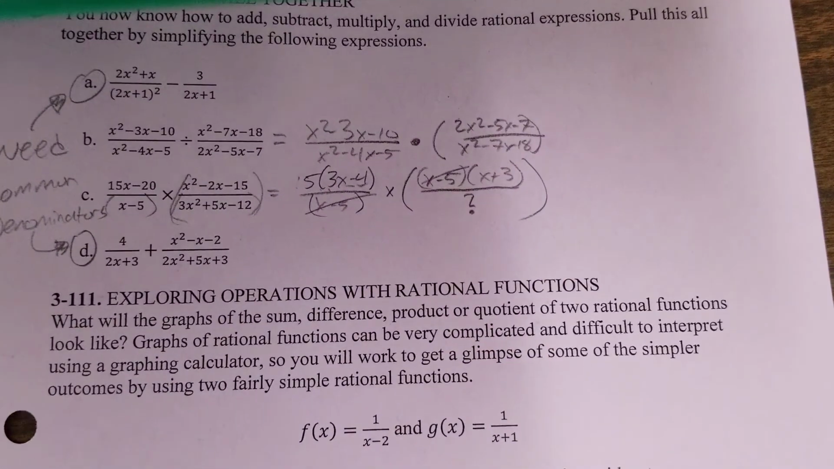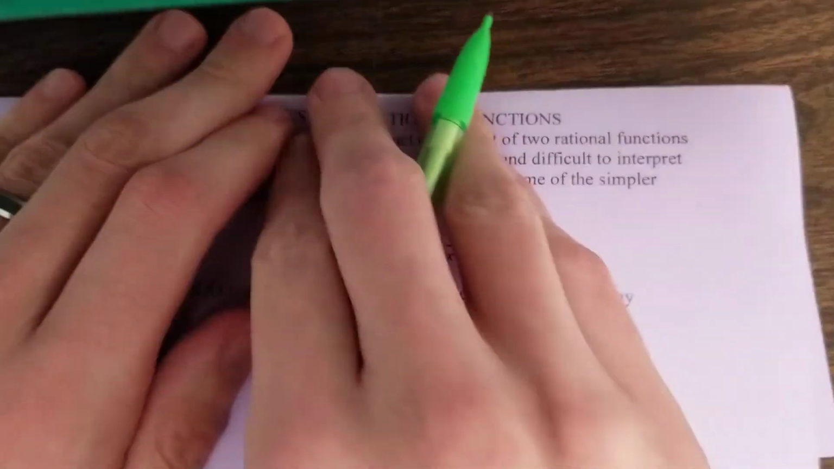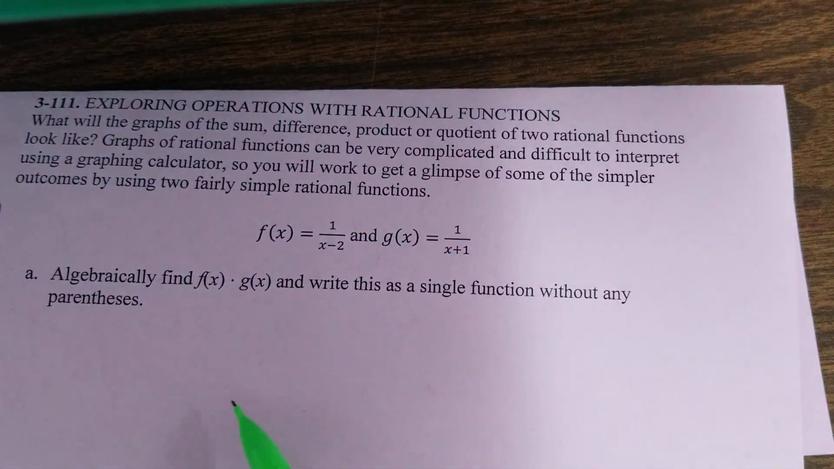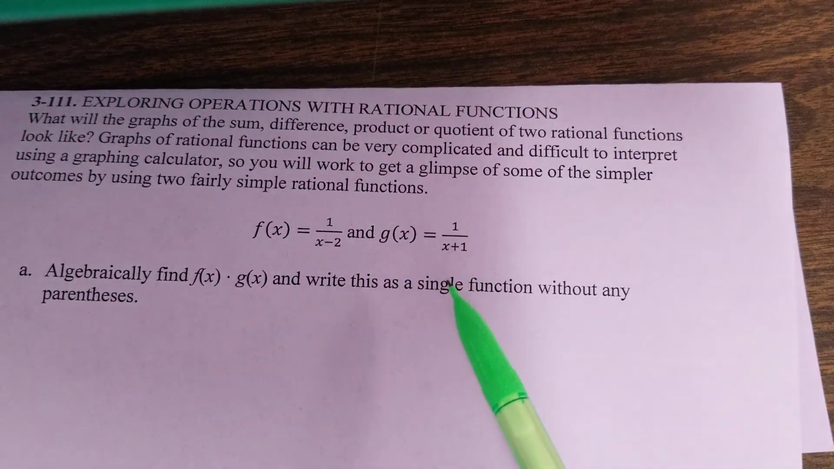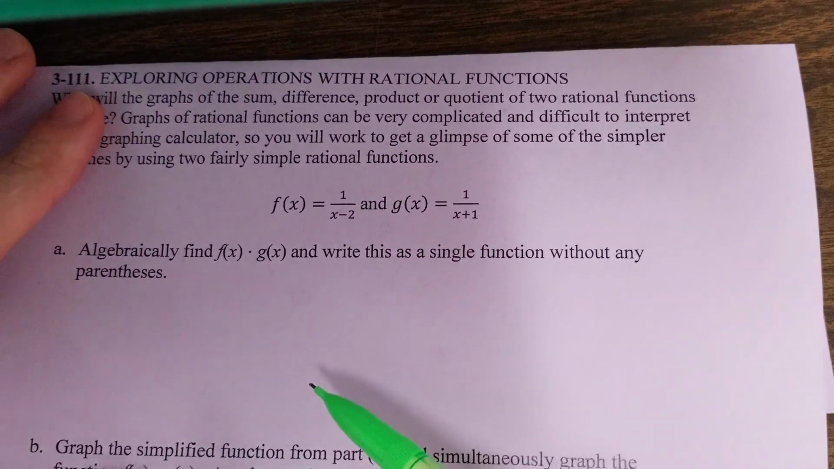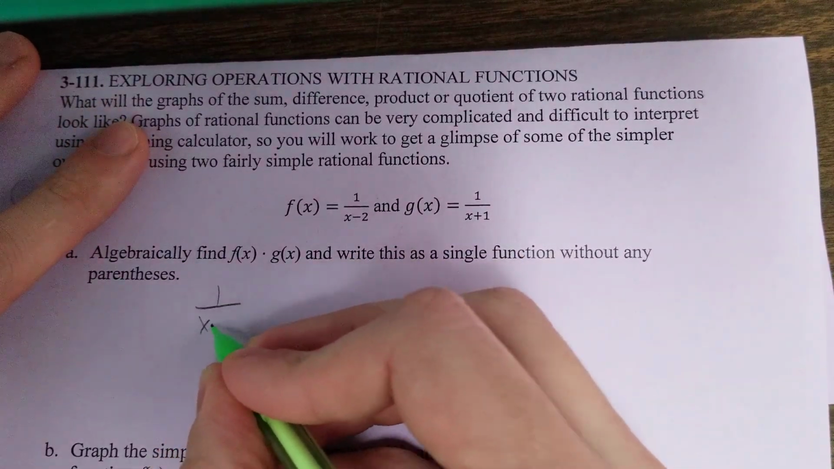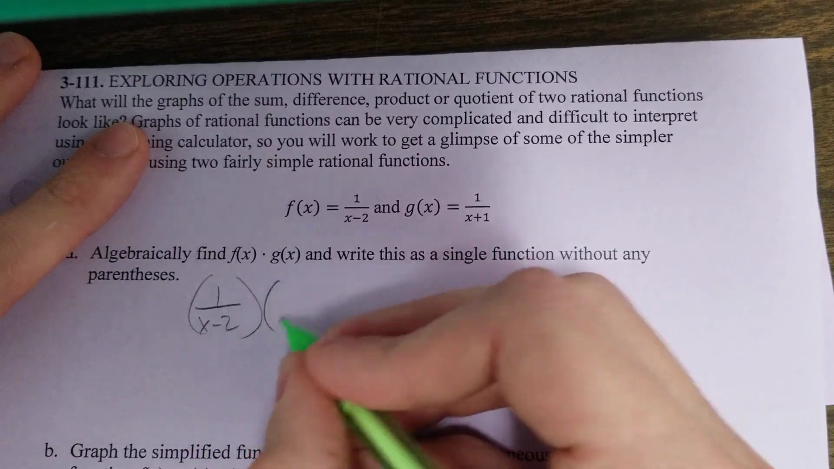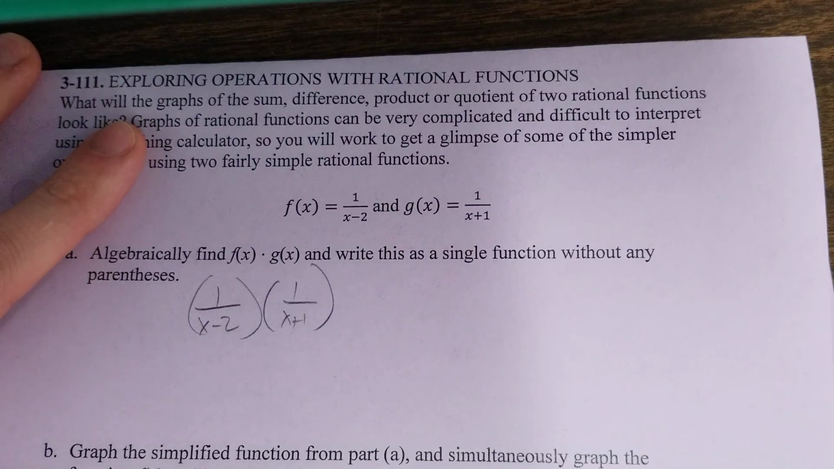When it talks about exploring with rational functions here, let me make this more visible with the space I have on the camera. It gives us two functions, 1 over x minus 2, 1 over x plus 1. And it's going to have us look at a few things. First one says, let's multiply these and write them as a single function without parentheses. So it doesn't want me to take my f of x function times my g of x function.